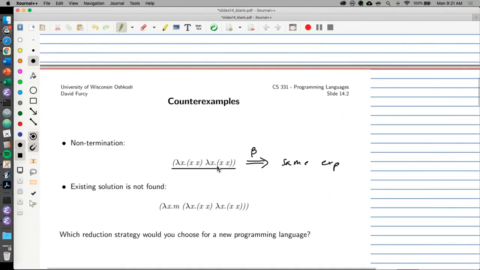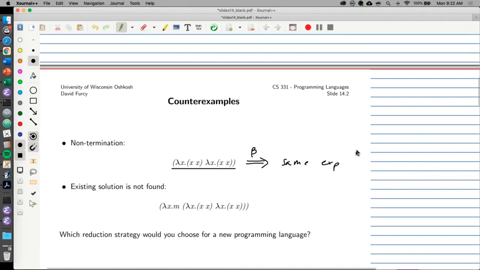You get exactly the same thing. Why? Because remember, this is a beta redex. X is the parameter. This thing is the body. So what do you get when you return the value of this body xx after you substitute lambda x dot xx for x in it? Well, you strip away the lambda x dot, you replace this x by this, and you'll get exactly the same thing, which means you get the same expression, which means it's not reduced at all.